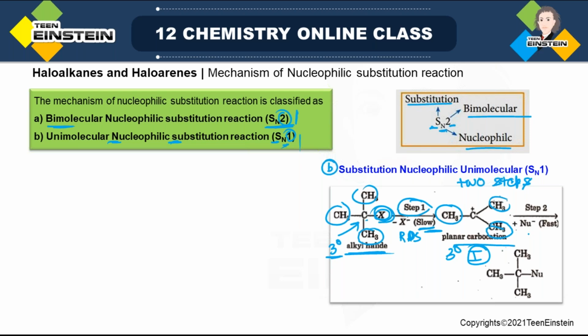Fine. Now come to the second step. In the second step, what is happening now? Nucleophile is coming into the picture, and this nucleophile, which is carrying some negative charge, or it may be some neutral molecule having a lone pair, will attack this positively charged carbon. As a result, now you are getting a carbon nucleophile bond.